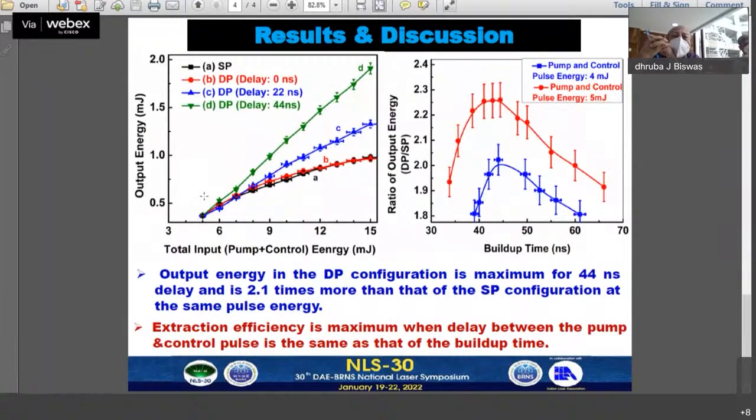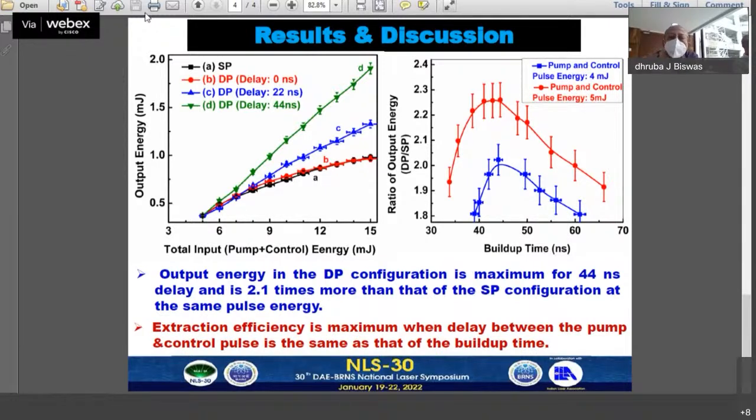You can see the output versus input energy. The x-axis is the total input energy, which consists of a pump pulse energy of 5 millijoules, while the control pump pulse energy is varied. The black curve is for single pumping, and the red curve is for dual pumping with 0 nanosecond delay. That means the path for both pump and control pulse is the same. We can see both curves overlapping, so dual pumping with 0 nanosecond exactly follows single pumping.